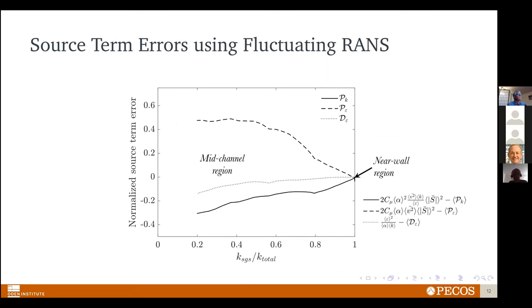This is essentially a representation of the error in doing that for several of the source terms that appear in the RANS equations: the production of the kinetic energy, the production of dissipation, and the destruction of dissipation. And you basically see that you incur higher and higher errors. These errors are relative errors, so we're talking about 50% errors. So don't do that.